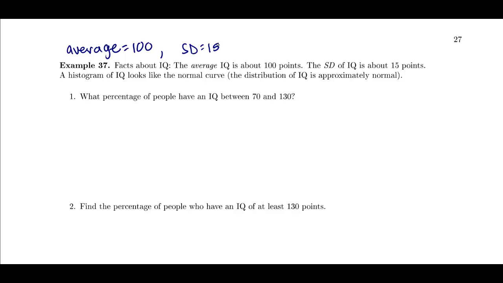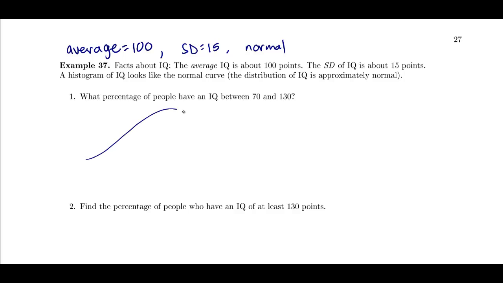And then it tells me that the histogram of the IQ scores looks like the normal curve. That means that the distribution of IQ scores is approximately normal. And so I can also say, okay, my shape is normal. And because it's normal, I can use that rule of thumb. So number 1, what percentage of people have an IQ between 70 and 130?